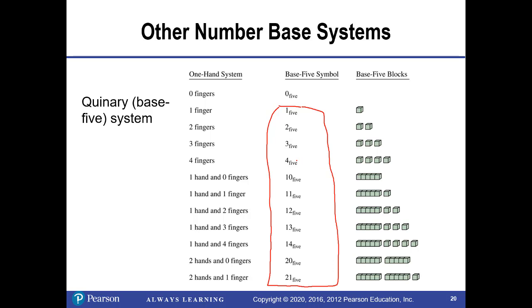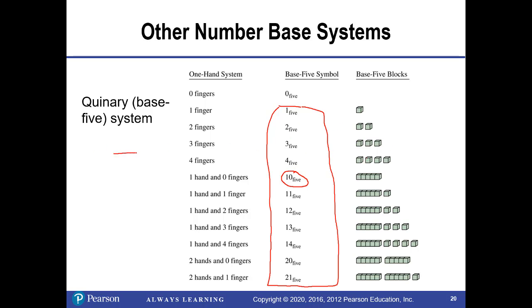One important thing to notice is that there is no digit 5 in base 5, just like there's no digit 10 in base 10. Our equivalent of 5 is 1, 0. 1, 1 is 6, 1, 2 is 7, 1, 3 is 8, 1, 4 is 9, 2, 0 is 10. Why is that? Think about our system here.